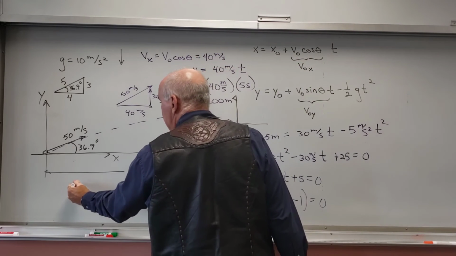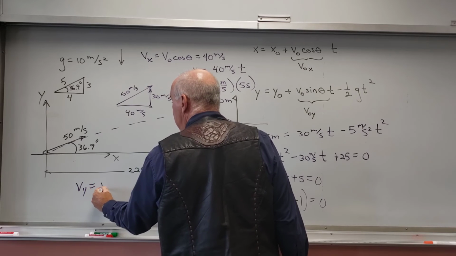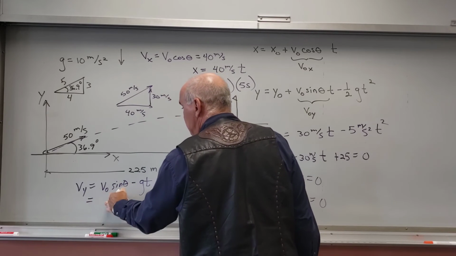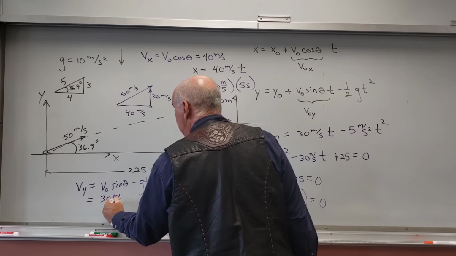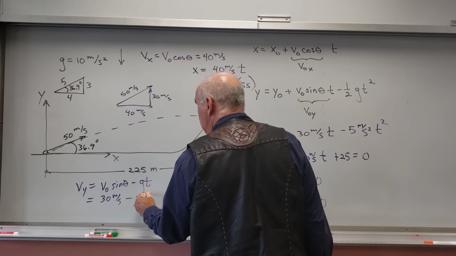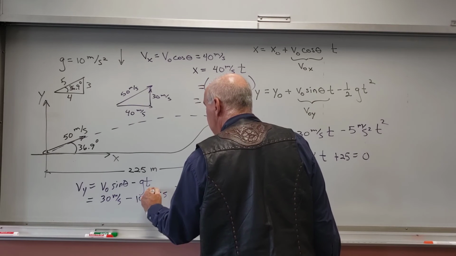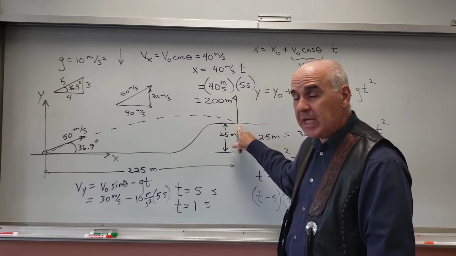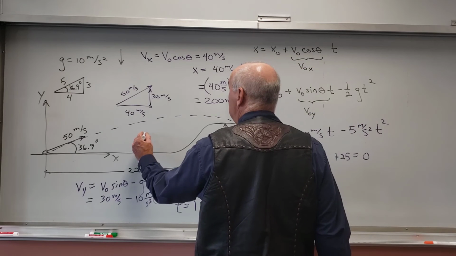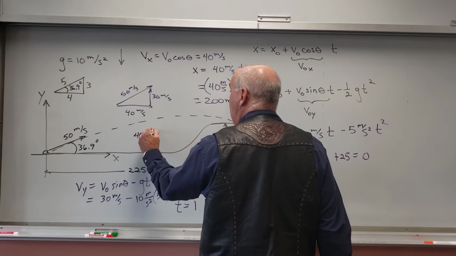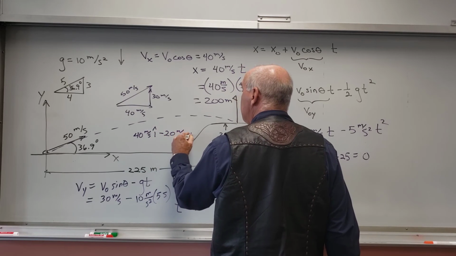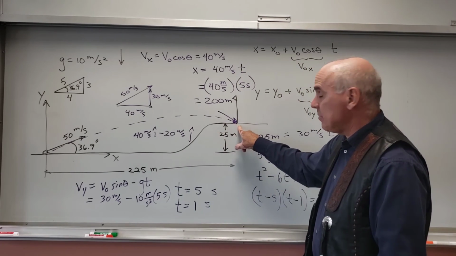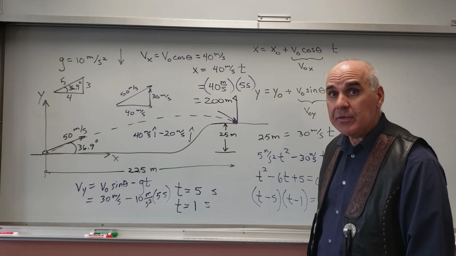But in the y direction, v sub y equals v naught sine theta minus gt. And so this is equal to 30 meters per second minus 10 meters per second squared times 5 seconds. And so minus 50. So the velocity on the way down will be minus 20 meters per second. So the velocity vector then would be 40 meters per second i hat minus 20 meters per second j hat. That would be the velocity at this point, right? Well, it's not at the pin, but where it lands, that would be the velocity where it lands.